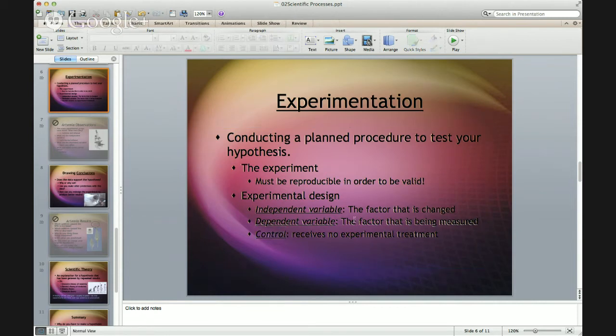Independent is the factor that is changed. Think about this word independent. If you are an independent person, you kind of do whatever you want to do. You change your mind a lot, maybe. So the factor that is changed is independent.